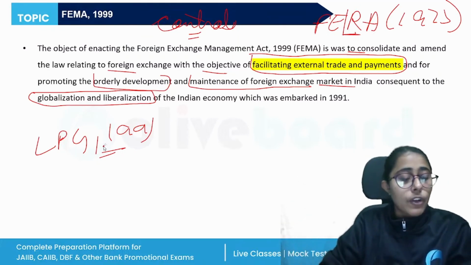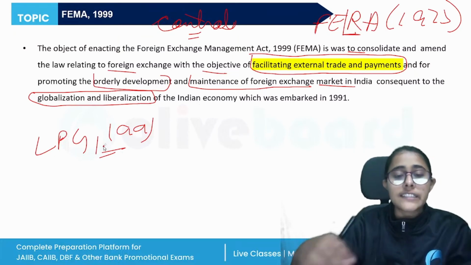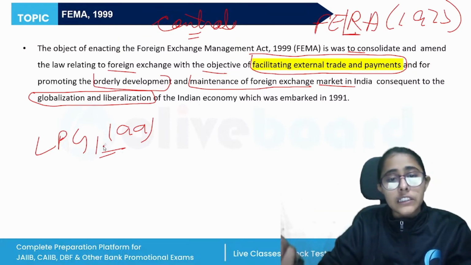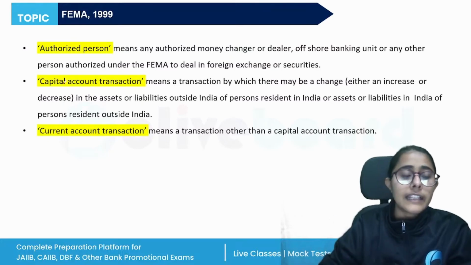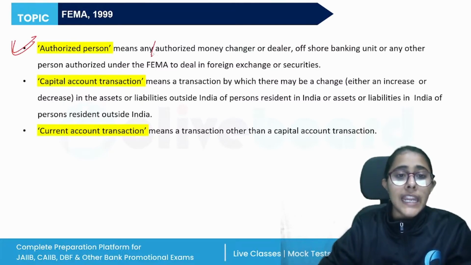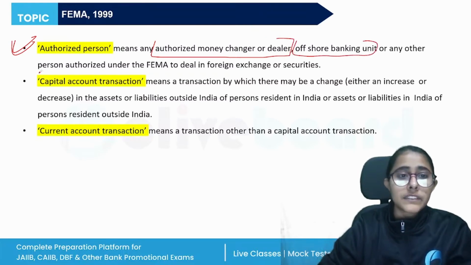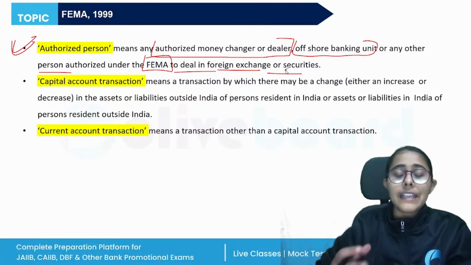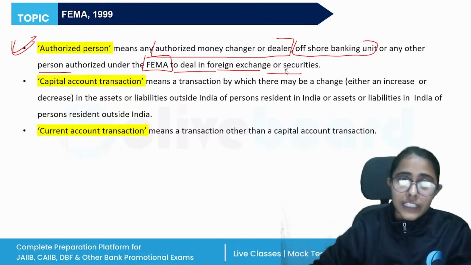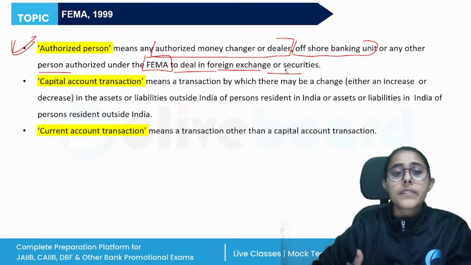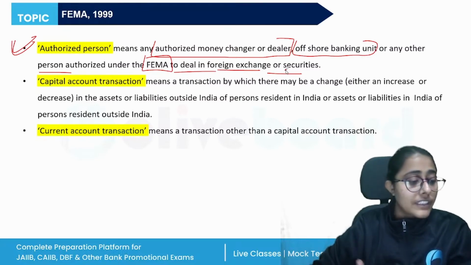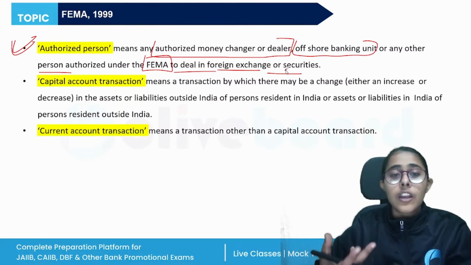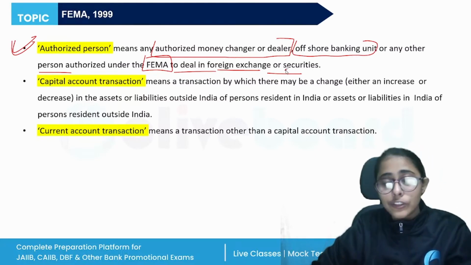Now in this chapter we are going to see the various provisions of the act, which extends to all over India. Now there are certain important terms which are used in the act, like the authorized person, which means any authorized money changer or dealer, offshore banking unit, or any other person who is authorized under FEMA to deal in foreign exchange and securities. The FEMA Act says that no person can directly deal in foreign exchange without the involvement of the authorized person. We will see who is the entity that appoints the authorized person, who has the rights for supervision and control.